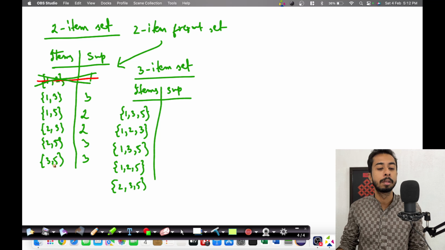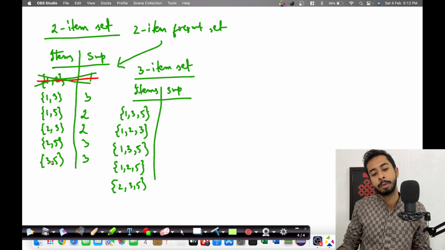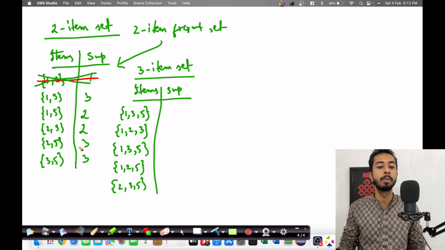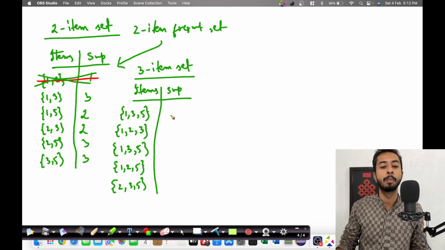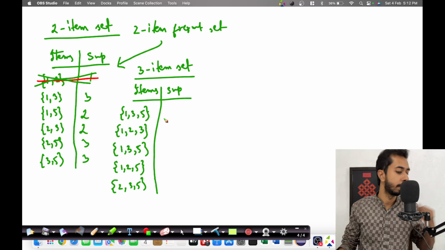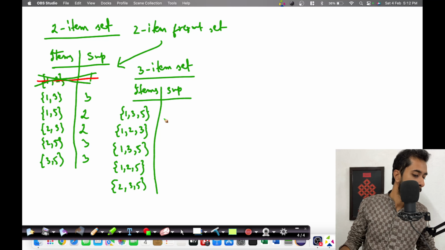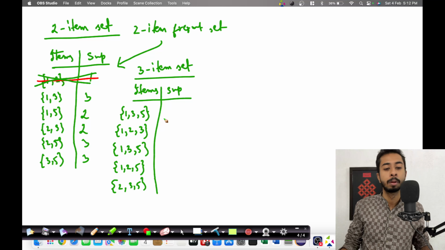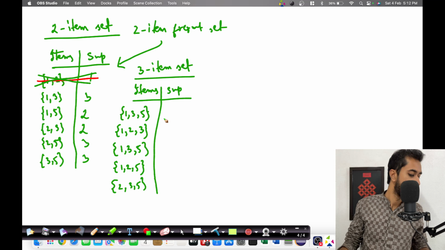Next, anything else? 2 5. With this I can have 2 3 5, which is already written. I don't think there is any more combination. You can search for it in the same way I have told you. I don't think you'll find anything more. Let me check: 1 2 3 4 5 transactions? So 1 2 3, 1 3 5, 1 2 3, 1 2 5.